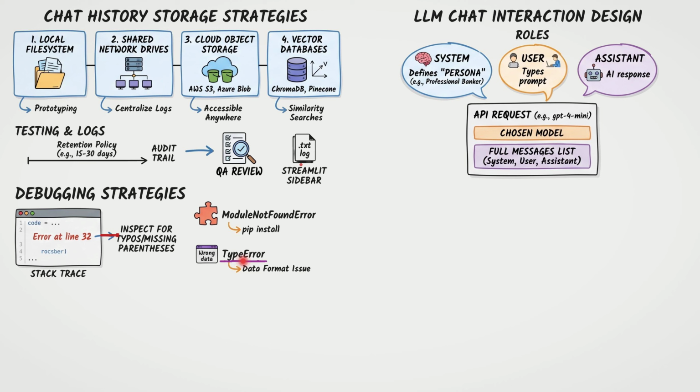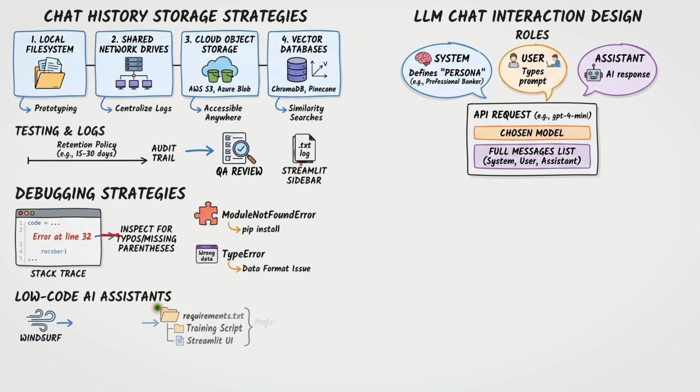To accelerate this development process, you can leverage low-code AI assistants. Windsurf is incredibly powerful for project scaffolding. It can generate your entire folder structure, requirement files, and UI from a single natural language prompt, making it perfect for end-to-end prototypes. GitHub Copilot, conversely, is fantastic for auto-completing smaller code snippets as you type.